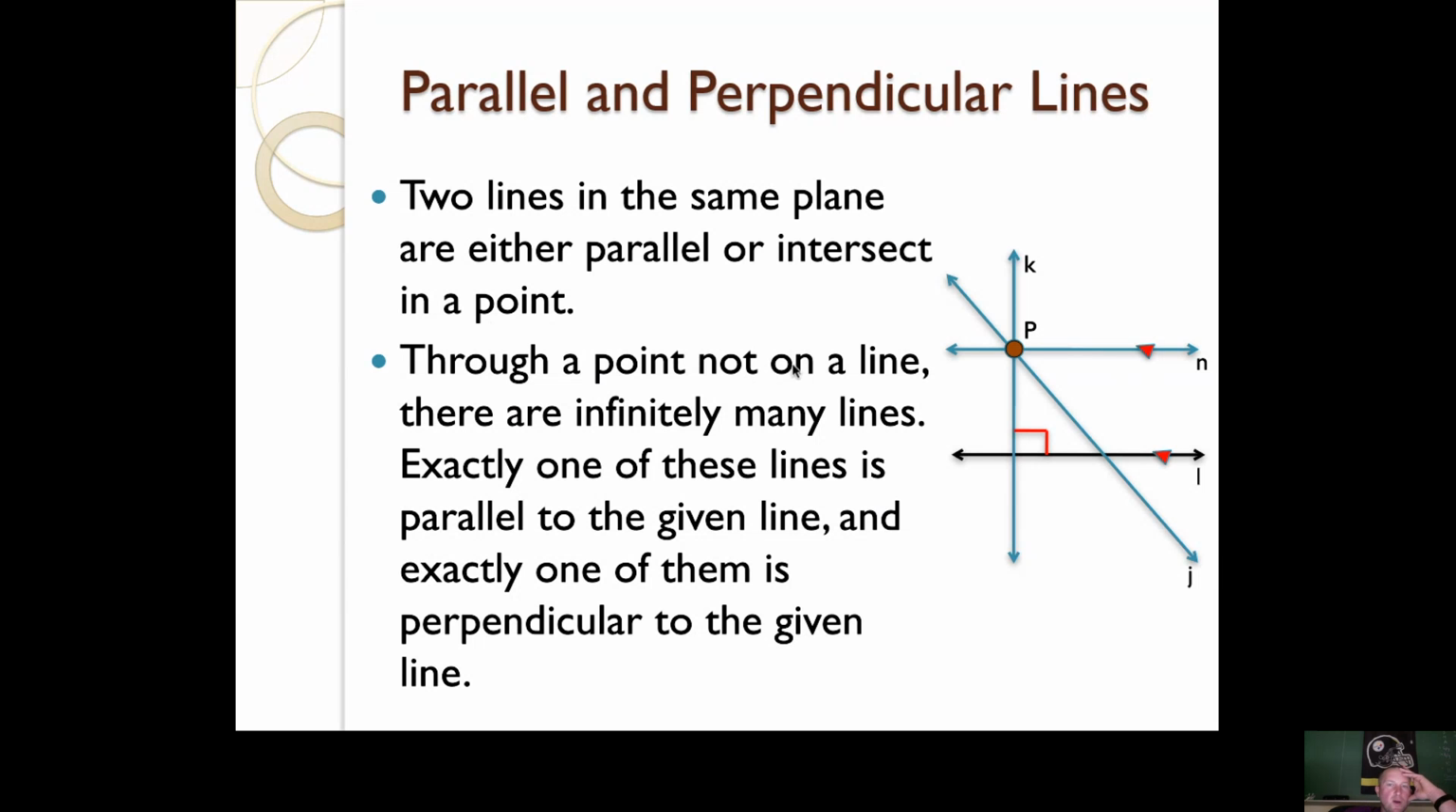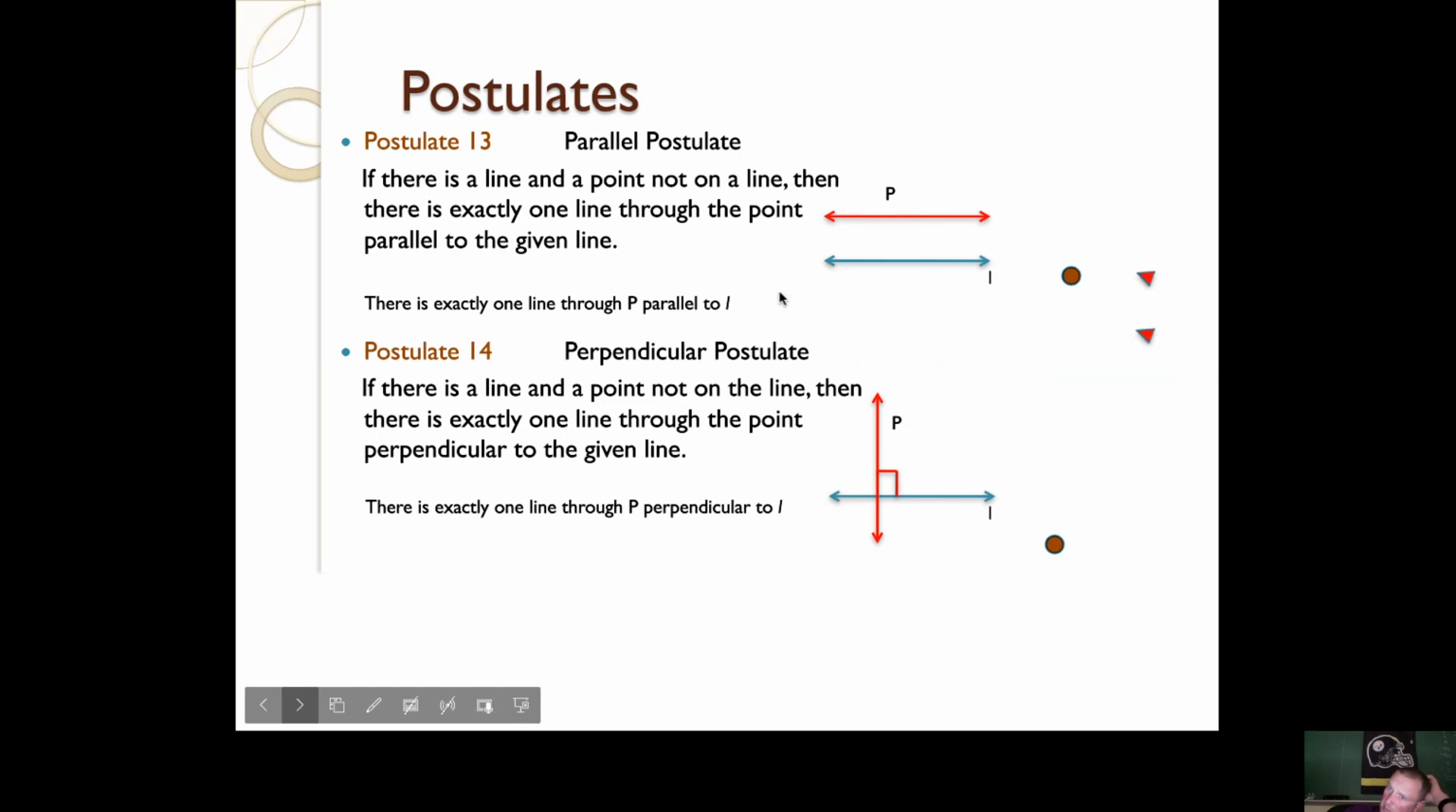Through a point that is not on a line, there are infinitely many lines that could be drawn through that point. Now, exactly one of these lines is going to be parallel to the line that's given, and exactly one of them is going to be perpendicular to the one that's given. And that's kind of what's happening here. It's kind of hard to see because it's already drawn on there. But here's the idea with this.